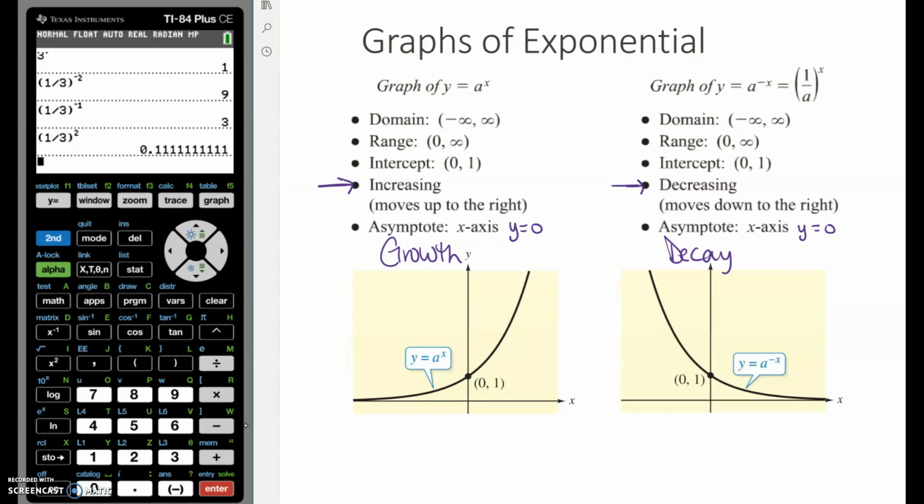The domain is all real numbers. So you might want to write next to this that this domain means all real numbers. The range is y is greater than 0. All of the y values are larger than 0.